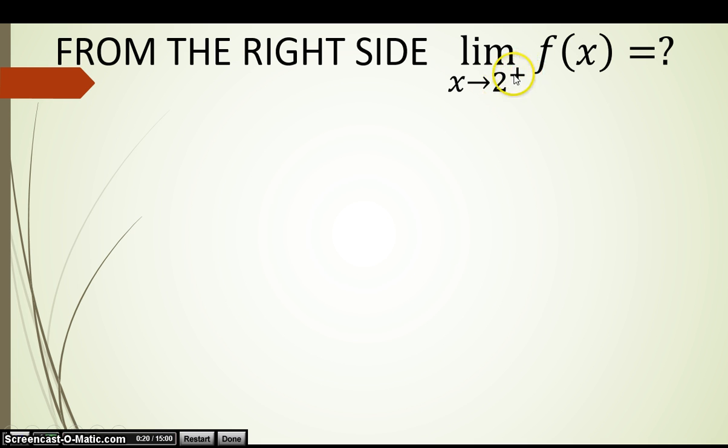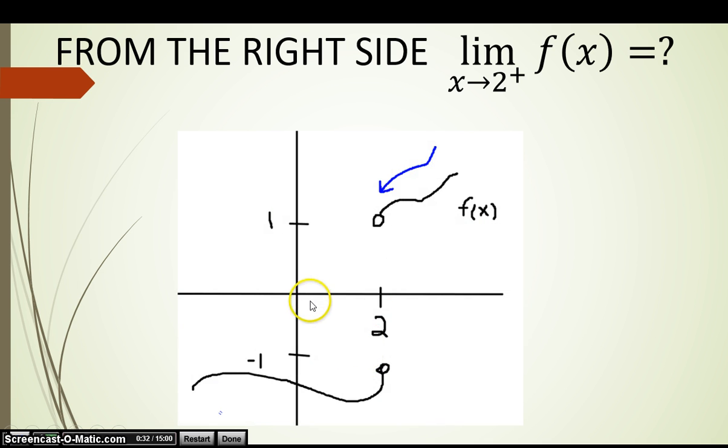So we discussed right before I stopped the video that a plus sign stands for from the right. Think about it in terms of a graph: everything over here is positive and everything over here is negative. So from the right, or the positive side, and if there's a minus there, we'll get to that, that's from the left. So anyway, this is saying as x approaches 2 from the right, what does it go to?